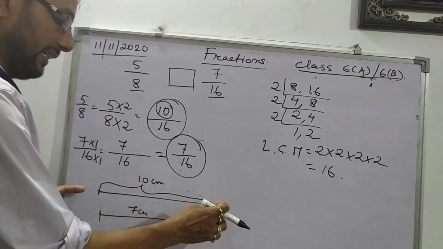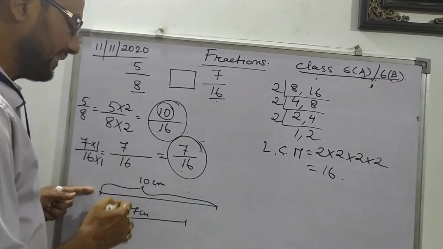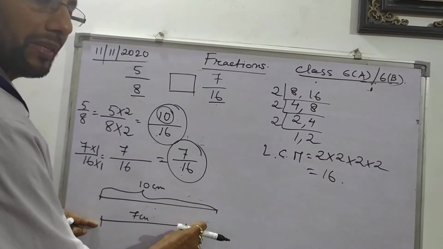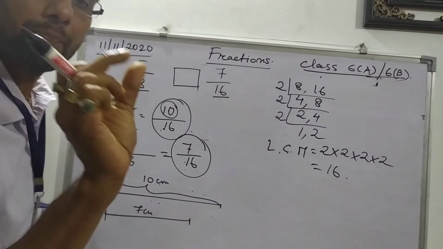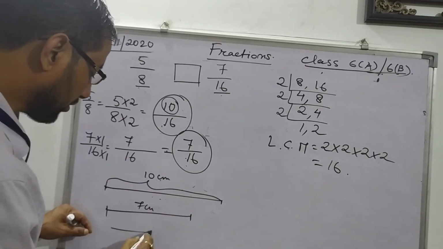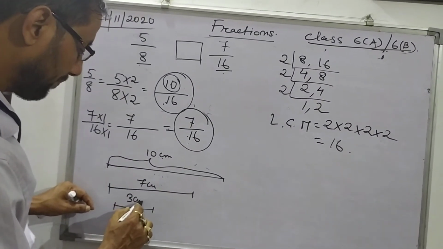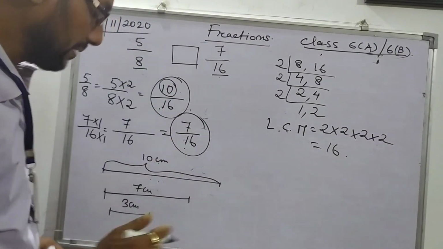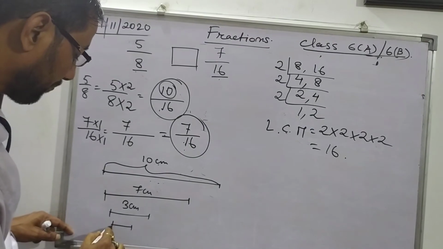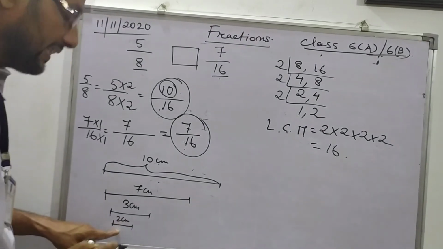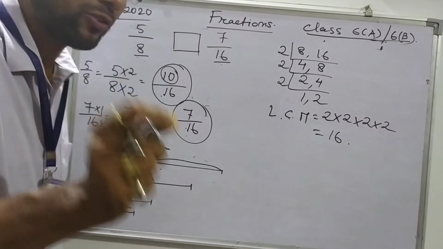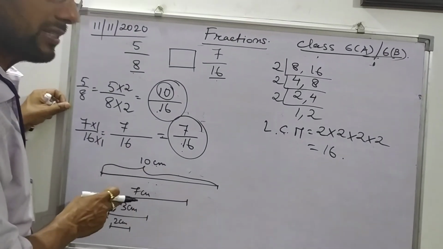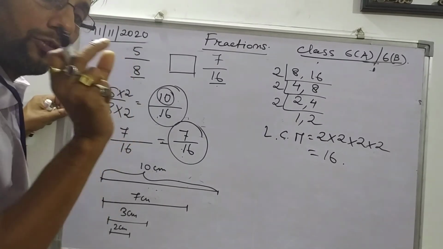Why? Because length is more. That's why in 16 equal parts, those parts will be more. Here length is 7. If I divide this in 16 equal parts, parts will be small. If I suppose this is 3 centimeter, if I divide this line in 16 equal parts, it will be much smaller. Suppose this is 2 centimeter. If I divide this in 16 equal parts, it will be even smaller. So as we keep on dividing in 16 equal parts, the length will go on decreasing.